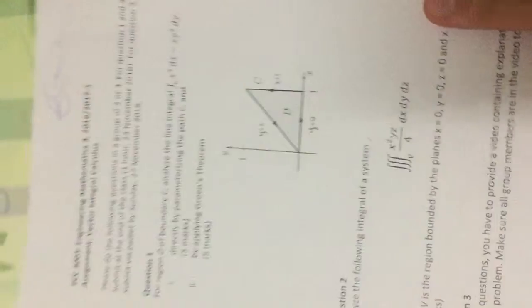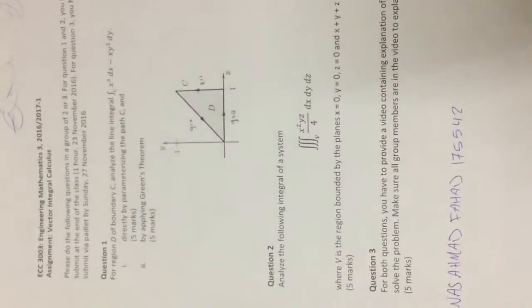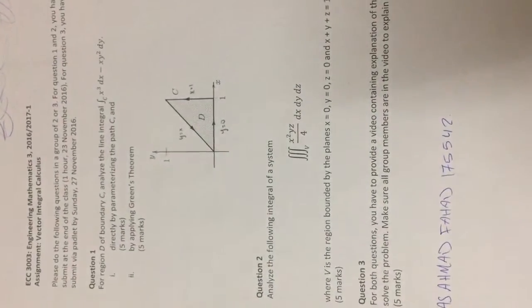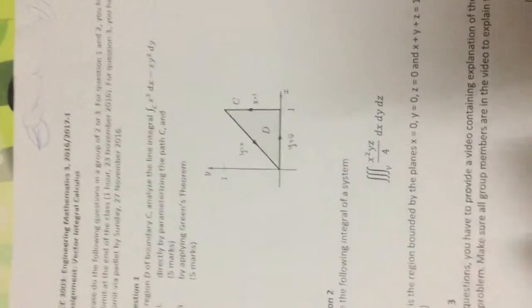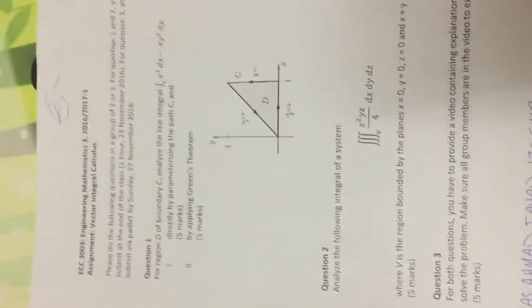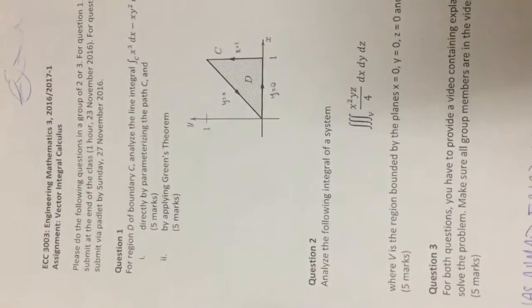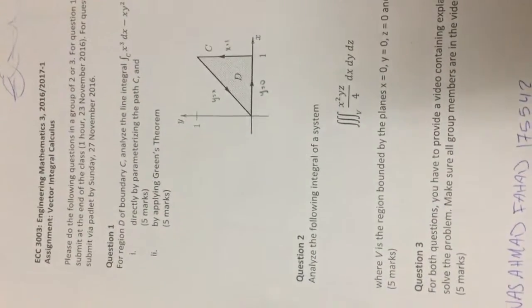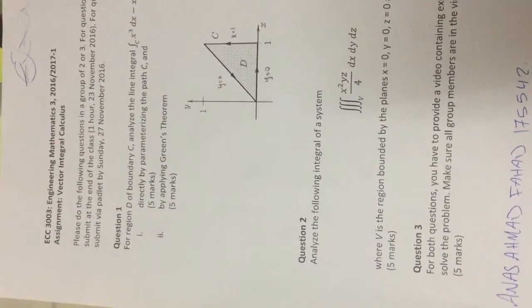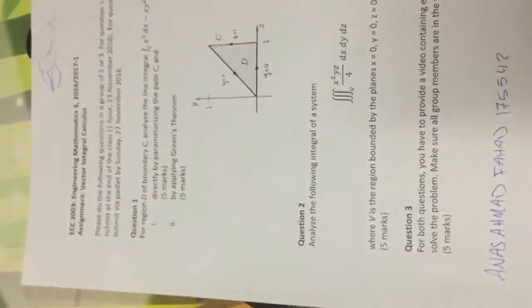So now we look at the question. Question 1 is about, for region D of boundary C, analyze the line integral of the equation, and we can do it by two methods. The first method is directly parameterizing the path C, or the second method is by applying Green's theorem. Now we look at the solution.